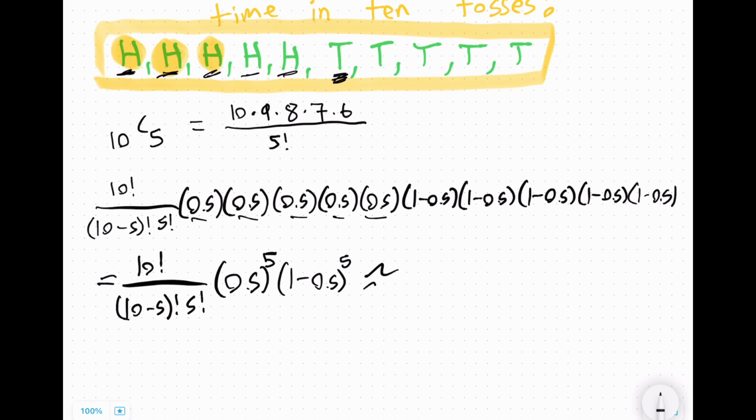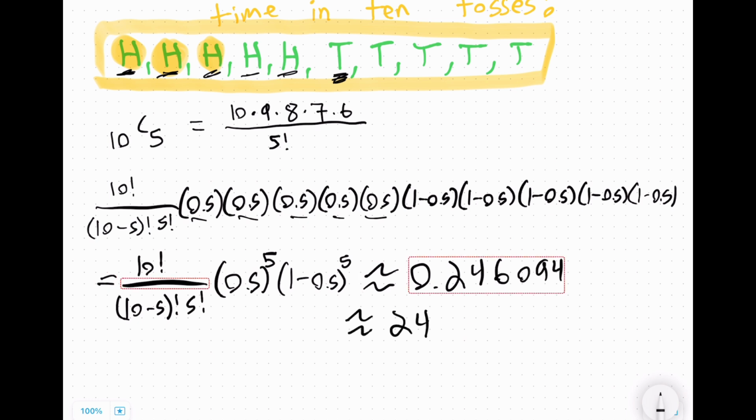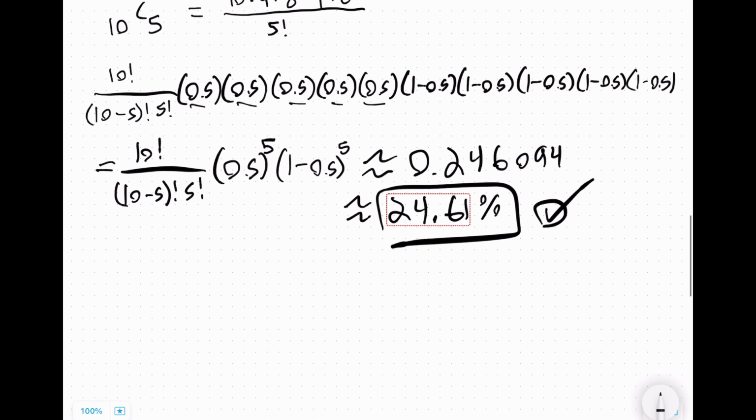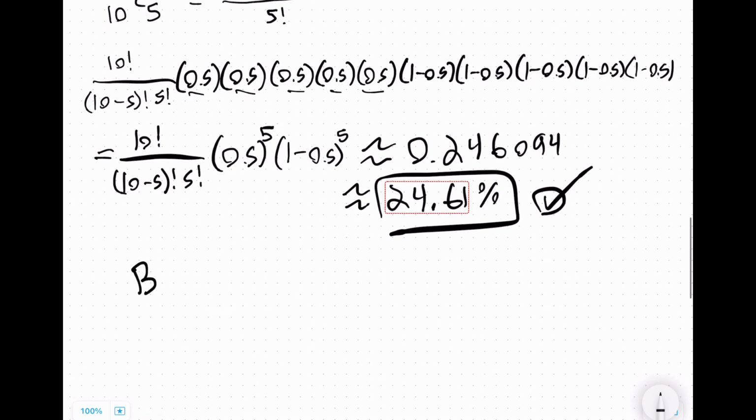Throw that into a calculator, and we approximately get 0.246094, which is about 24.61%. So that is the probability that a coin will come up heads exactly half the time in 10 tosses. I think this intuitively makes a lot of sense. I hope you agree.